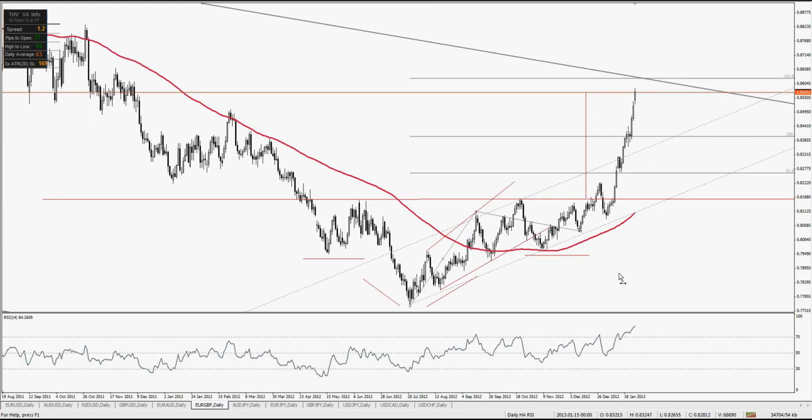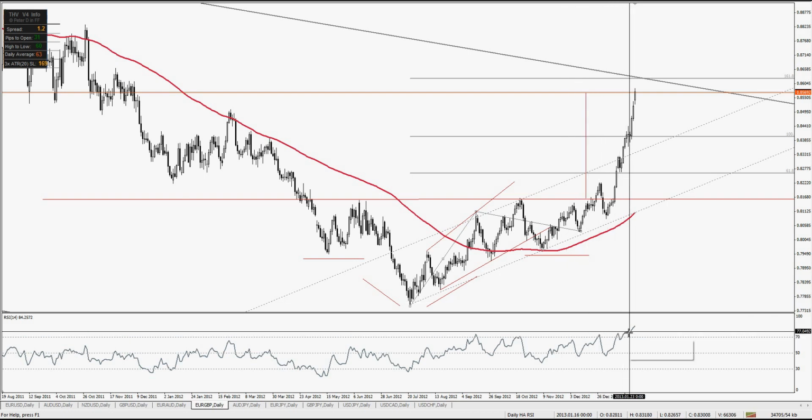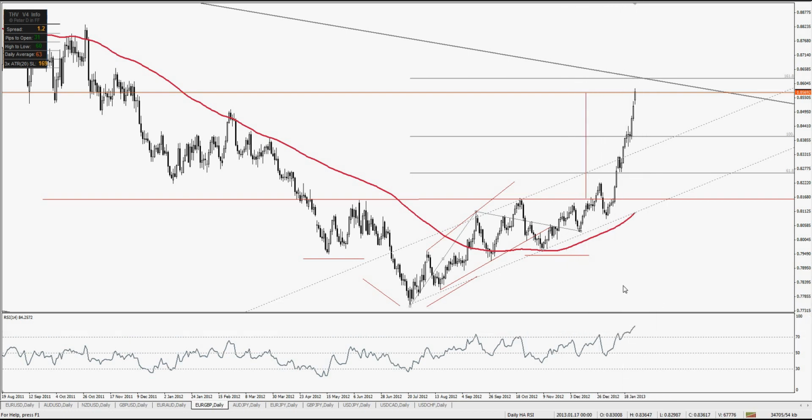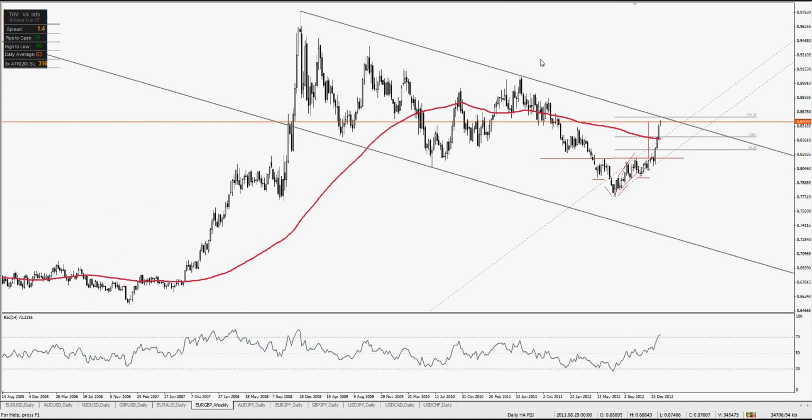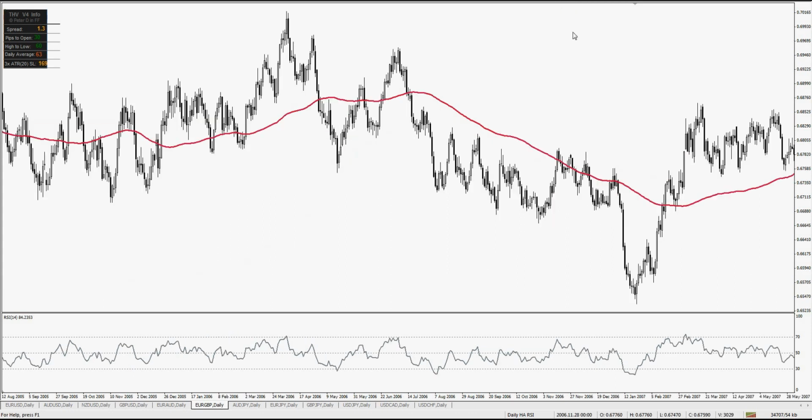Euro pound just screaming higher. This is the trend line from the weekly that should slow this spike down a little bit.